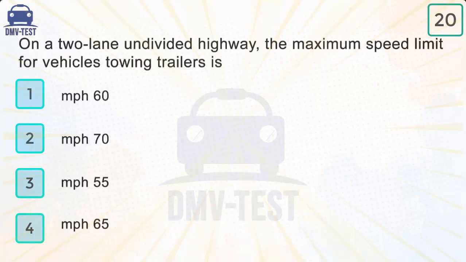On a 2-lane undivided highway, the maximum speed limit for vehicles towing trailers is 60 miles per hour, 70 miles per hour, 55 miles per hour, 65 miles per hour.